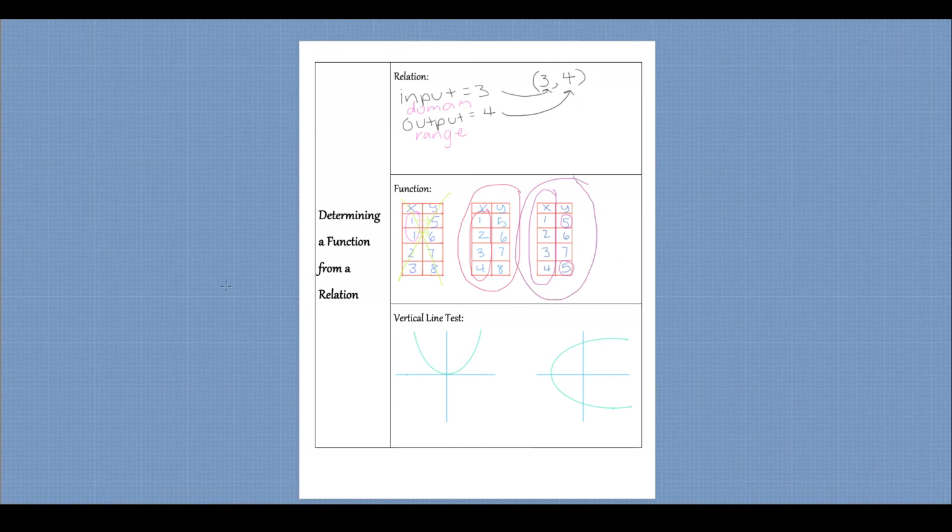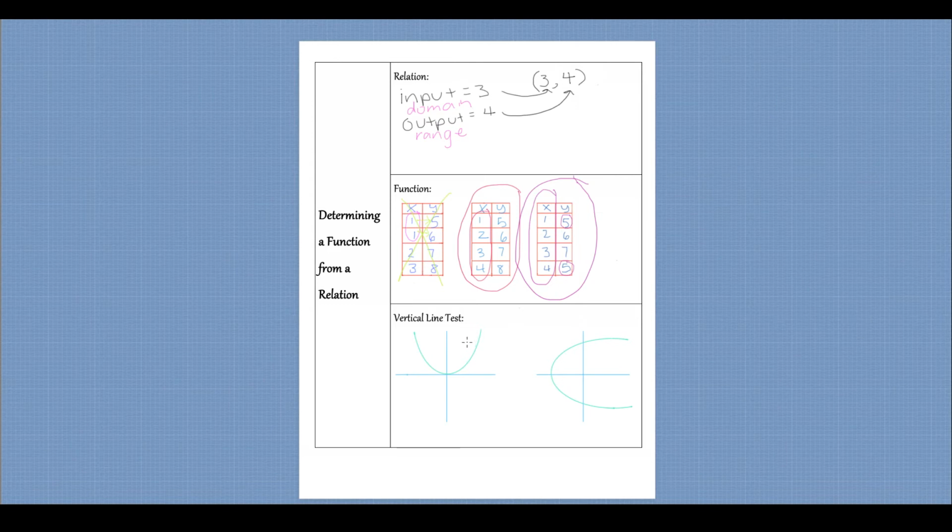So the vertical line test is what it sounds like. It's a test to see if a graph could be considered a function. Most graphs are relations, whether it's a linear graph, a quadratic graph, or an exponential graph, those are all relations. But not all of them are functions. And so the easiest and quickest way to tell if a relation is also a function on a graph is to use the vertical line test.